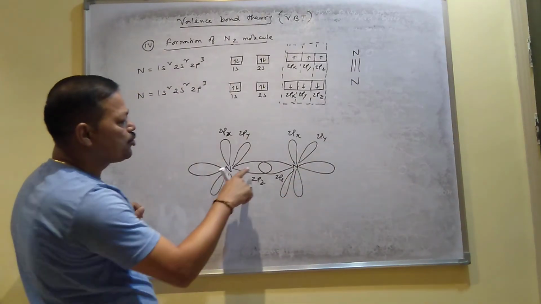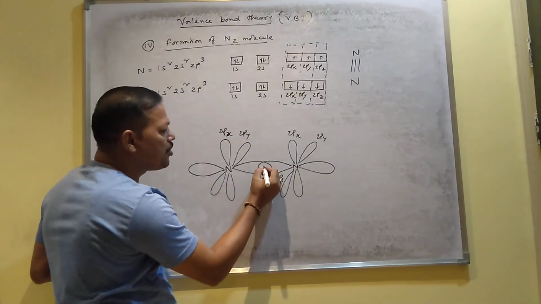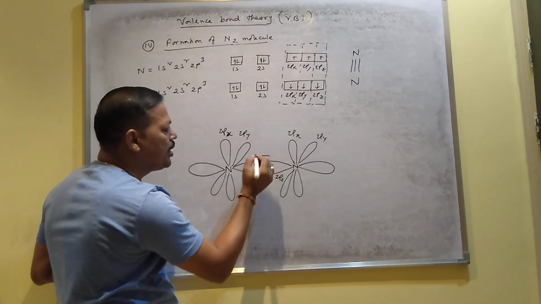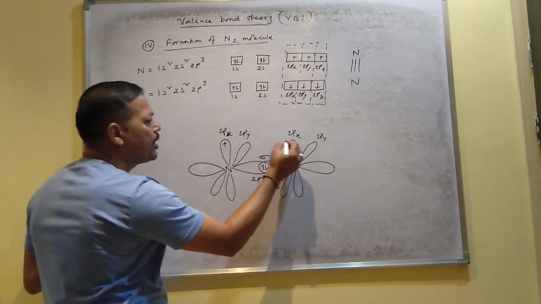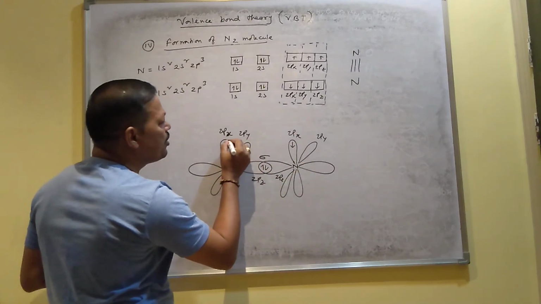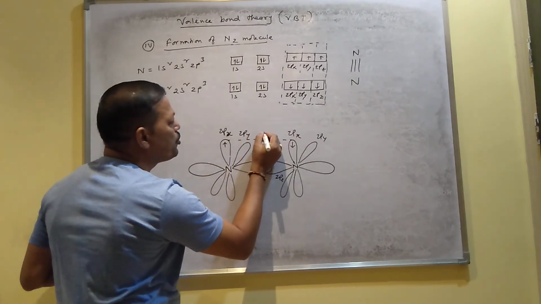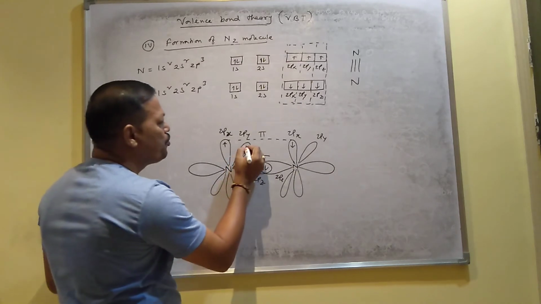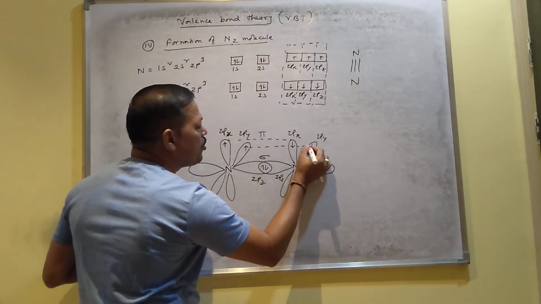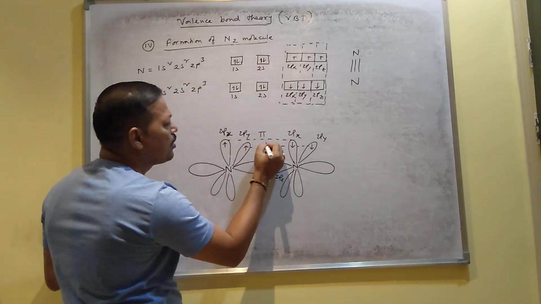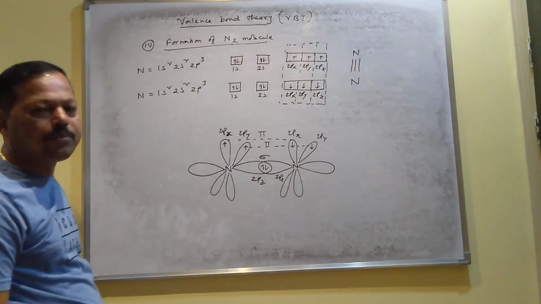So now this 2pz contains one electron, this 2pz contains one electron, here two electrons, you will get a sigma bond because of head-on overlap. This 2px contains one electron, this 2px contains another electron, they undergo lateral overlap to produce a pi bond. This 2py contains one electron, this 2py contains one electron, they also undergo lateral overlap because they are parallel to each other, sidewise overlap, another pi bond you will get.